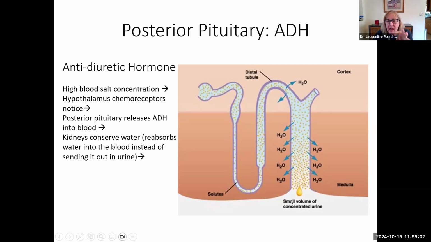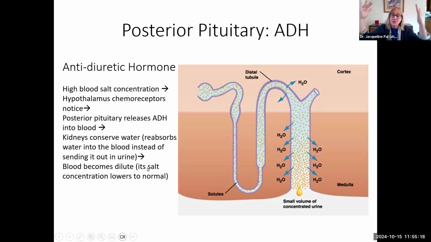So now you're only going to have a small volume of very concentrated yellow urine, and the water is going to go back into your bloodstream to make it more dilute. The net result of this is the salt concentration lowers back to normal.